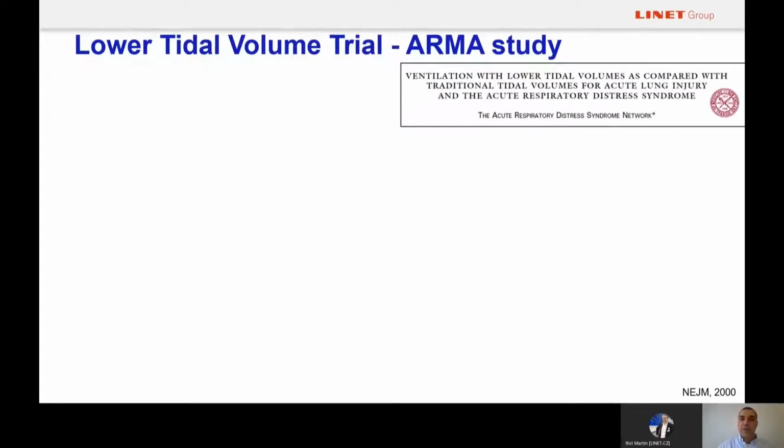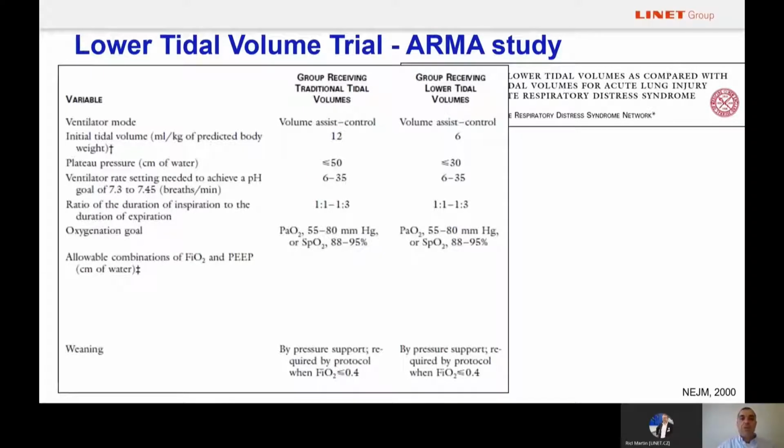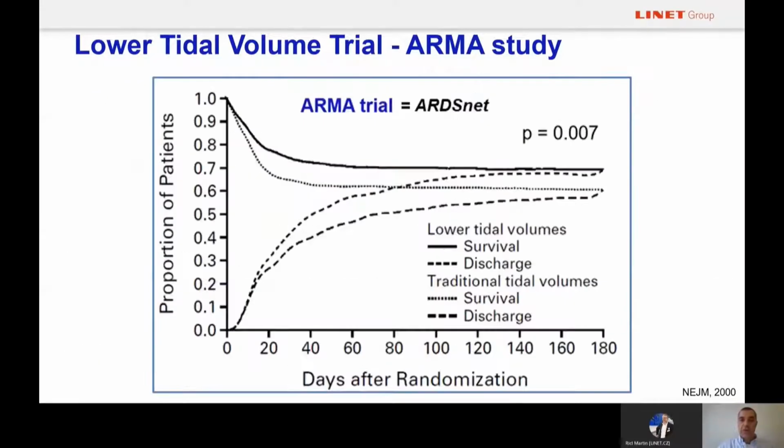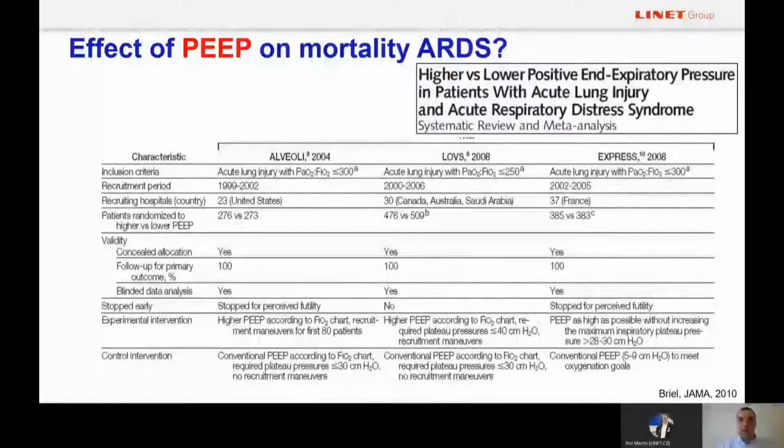Then the big ARMA study, a breakthrough study, when they used 6 milliliters per kilo against 12 milliliters per kilo used at this time, safety limit of plateau pressure 30 against 40, and allowable combinations of FiO2 and PEEP. Because the ARMA trial showed us a huge, significant reduction of mortality, from this time the ARMA study and this ARDSNet ventilation is established as the standard of care of ventilation modes.